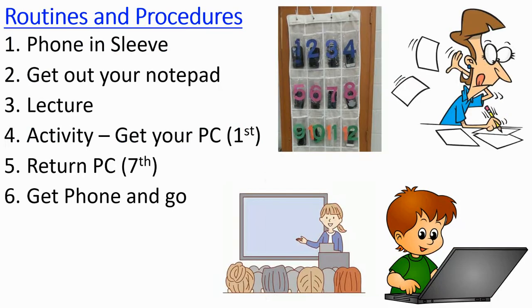Oh, wait, we're doing this again? Yeah, we are. C24, Mr. Dietrich's routines and procedures. Come in, put your phone in the sleeve. The number corresponds with the seat at your desk. That's also the Chromebook that you'll grab. Get your notepad out. Then it's I do lecture. Then the activity, you do. This is a time where you maybe use the restroom. First period, you gotta go get that PC out of the Chromebook. 7th period, when we're done working, you gotta put that Chromebook away.